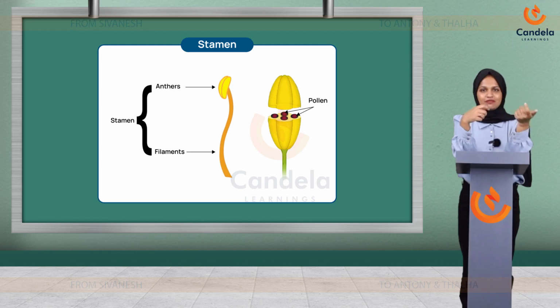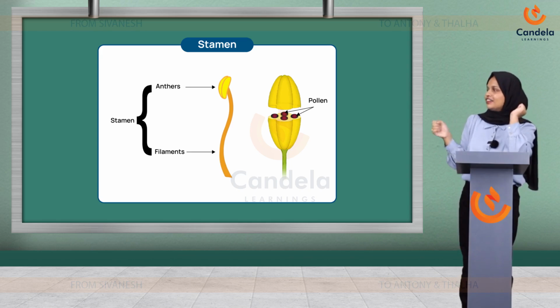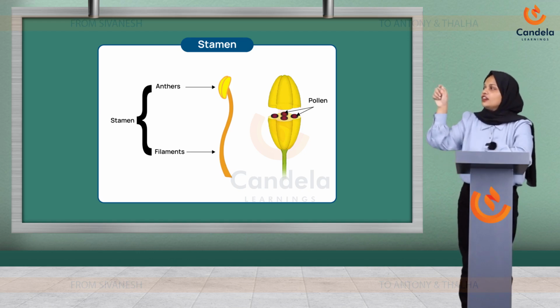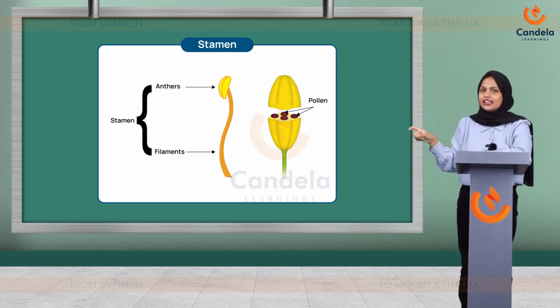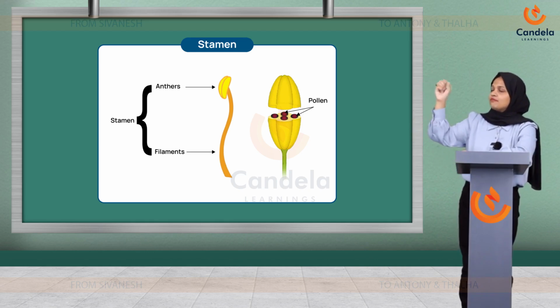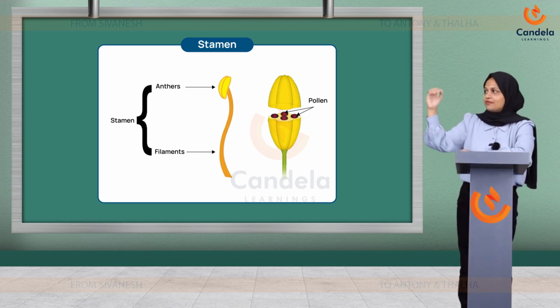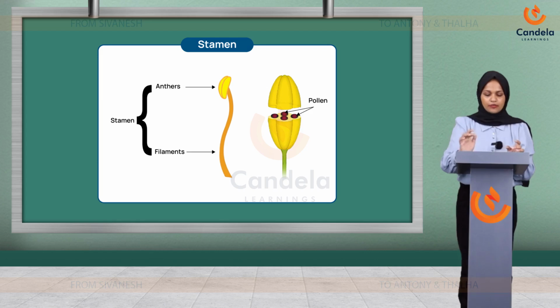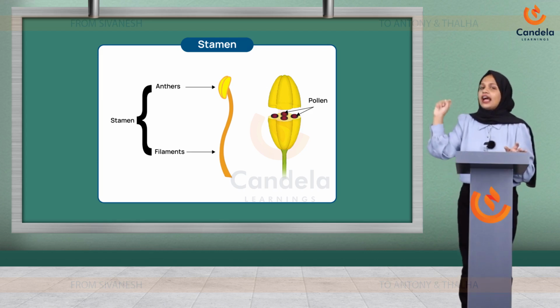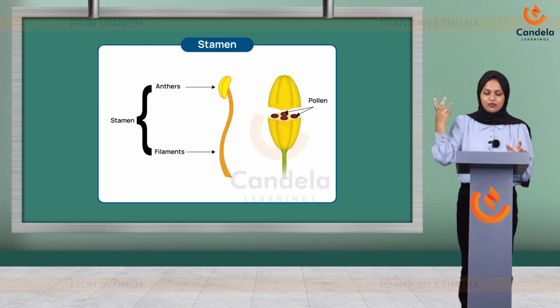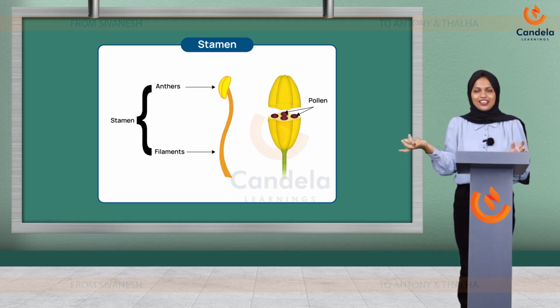The first one is stamen. What is a stamen? Stamens are the male reproductive organ. As you can see on the screen, the stamen consists of two parts. It has a long stalk which is known as the filament, and above the stalk you can see a bulb-like or knob-like structure which is known as the anther. So a stamen has two parts, a filament and an anther. Within this anther you can see the pollen grains, and pollen grains are the ones which contain the male gamete. I hope it's clear.